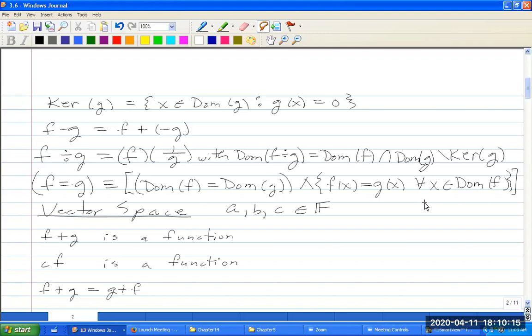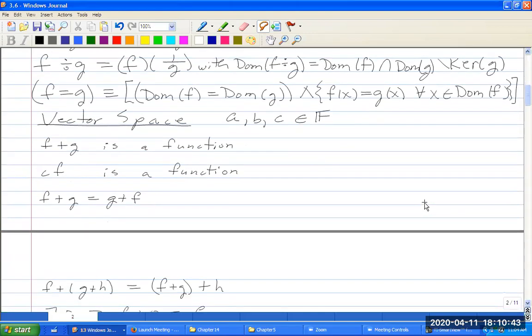So it turns out that these functions defined with this type of algebra on them actually give us what's called a vector space. So let me explicitly give you what a vector space is in this particular case.